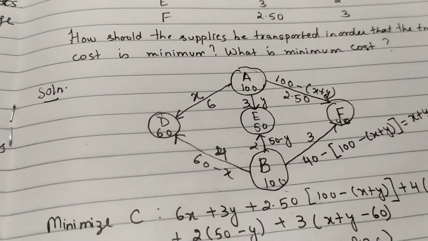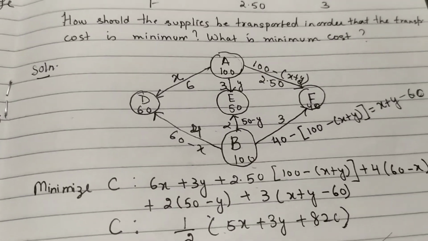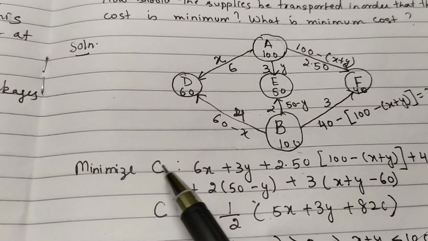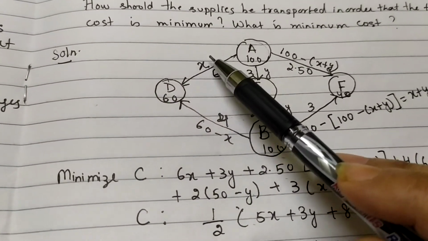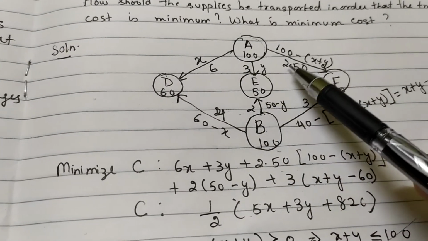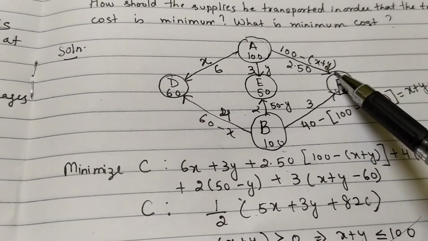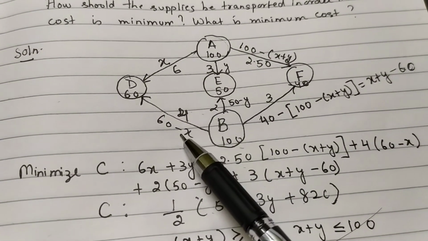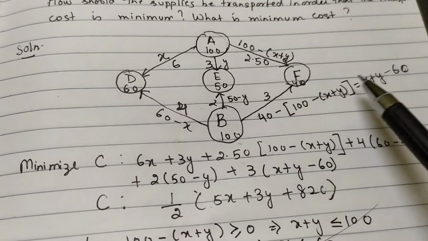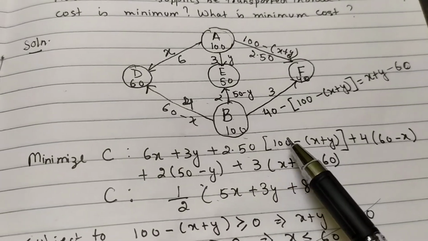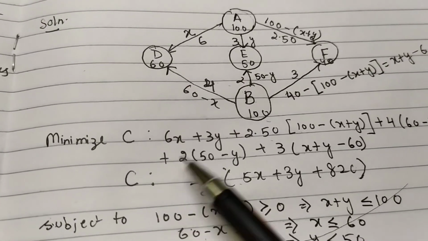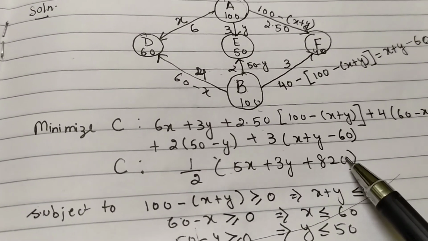And we have to minimize the cost of transportation. So the cost of transportation I am denoting by C, you can denote it by Z, you can denote it by P, anything. So minimize C. What will be the cost of transporting? 6X plus 3Y plus 2.50 into (100 minus X plus Y), plus 4 into (60 minus X), plus 2 into (50 minus Y), plus 3 into (X plus Y minus 60). Solve it, you will get the simplified form of the cost, which is half of (5X plus 3Y plus 820).